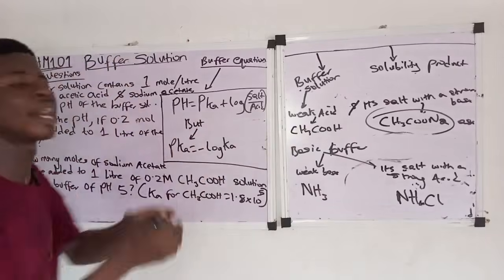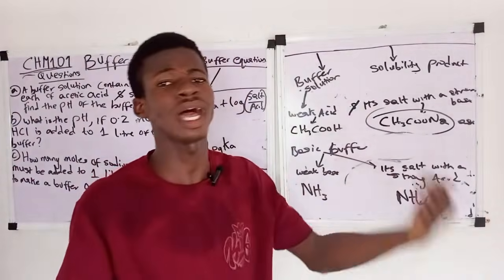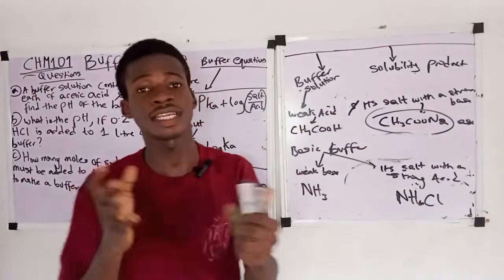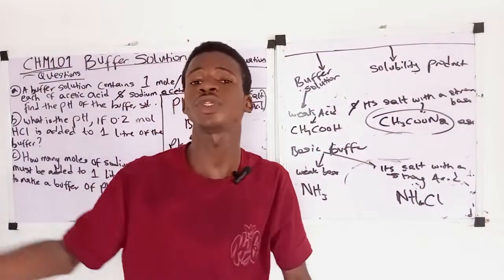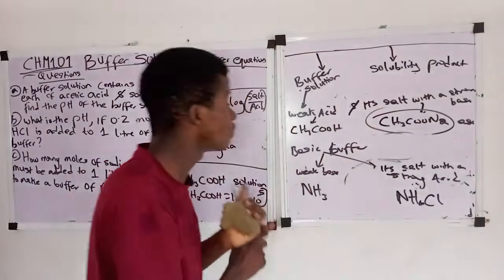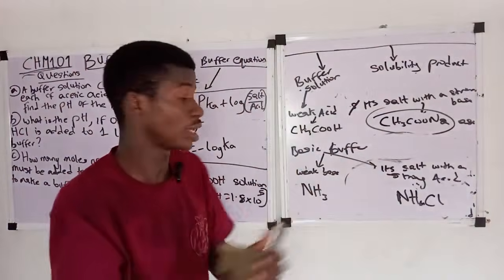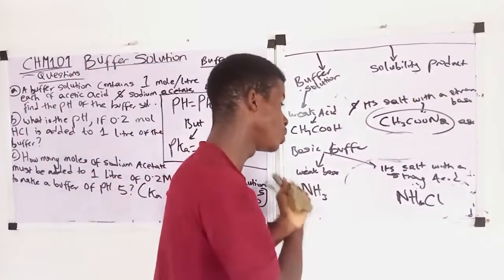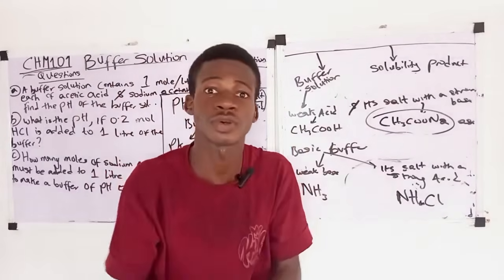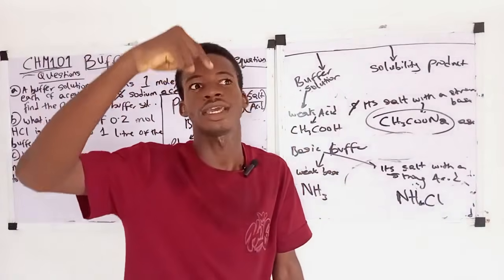Now let's continue. How does a buffer solution work? It's very easy. I told you guys that a buffer solution is made up of a weak acid and its salt for the acidic type, and for the basic type, a weak base and its salt, right? Yes. Now, how does a buffer solution work? When you add, remember, to a buffer.